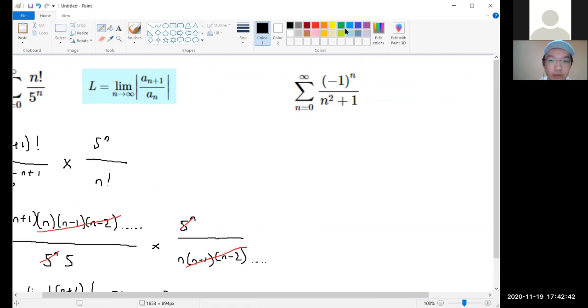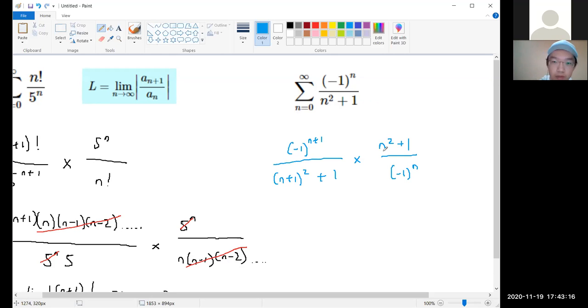Okay, so here's the next one. Let's use blue. So again, we're going to do the ratio test. So it's going to be -1 to the power of n plus 1 over n plus 1 squared plus 1, and then multiply by n squared plus 1 over -1 to the n. Okay, so here's your ratio. And then let's see what simplifies.